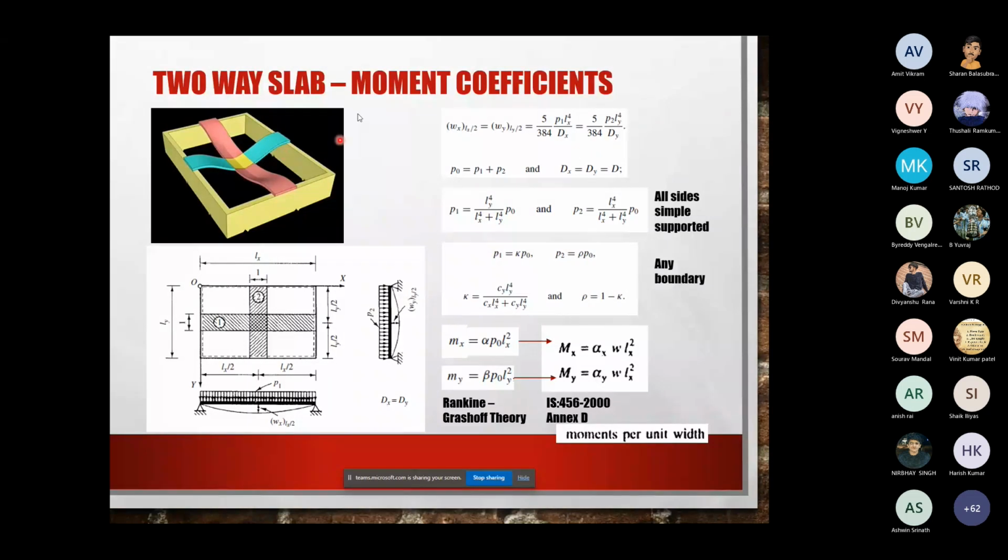So the code book gives us a shortcut, I'll show you these things soon. It gives you a shortcut in terms of moment coefficients, meaning that if you know the coefficient, you just multiply it with load and length square or whatever, and you'll get what the bending moment is in that particular direction. Okay, so it's based on a theory known as the Rankine-Grashof theory.